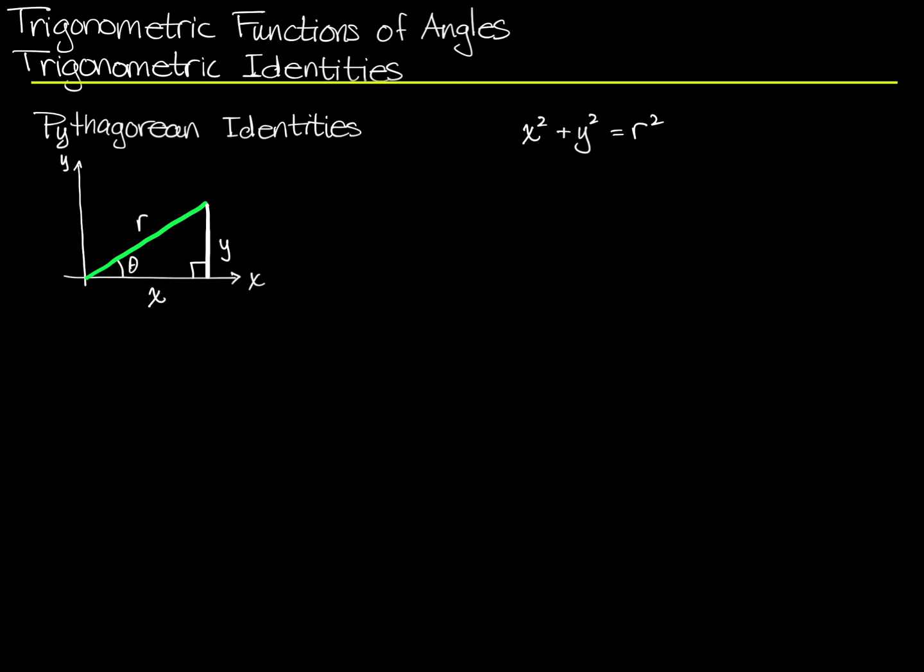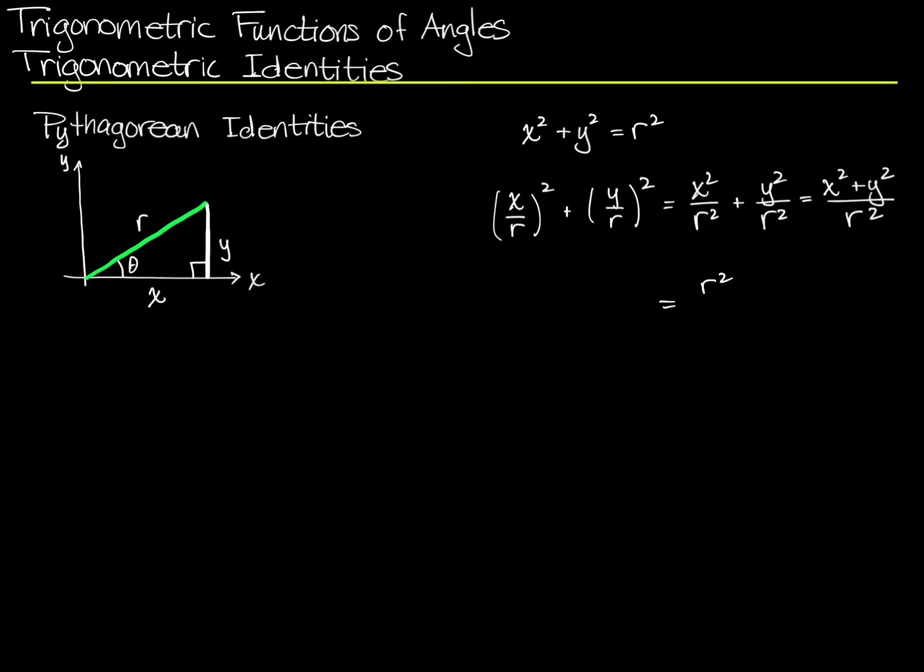Now, I'm going to make a couple of observations. One is that x over r, when you square it, and then add it to y over r, also squared, is equal to x squared over r squared plus y squared over r squared. And that's x squared plus y squared all over r squared, because it's a common denominator. Well, I said up here that x squared plus y squared was r squared, so now I have r squared over r squared, which is 1.